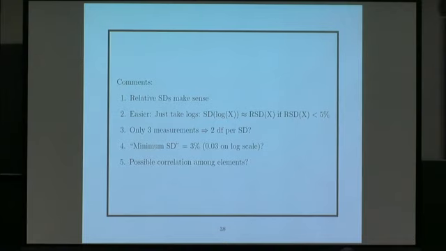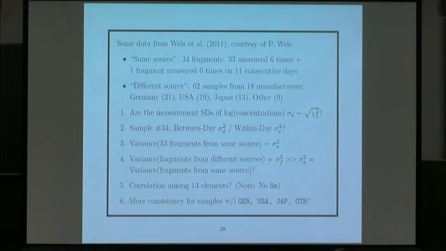But it may be, as James just pointed out, maybe they do some pooling across the fragments. This was not addressed in the standard. The minimum SD of 3%, 0.03 on a log scale, may or may not make sense. That's one of the things I wanted to look at, and possible correlation among the elements.